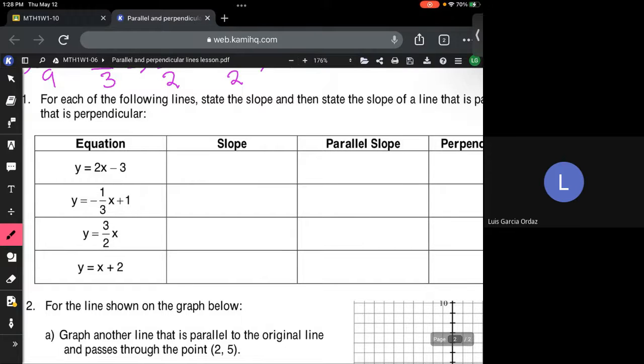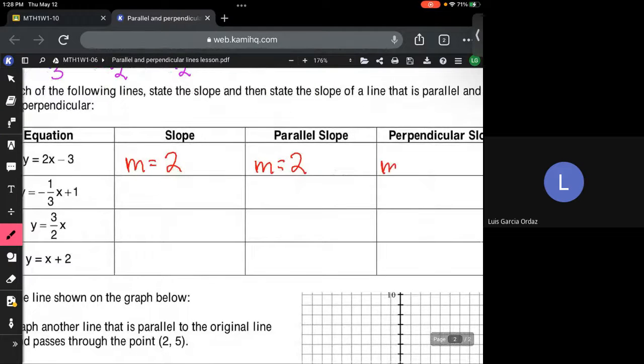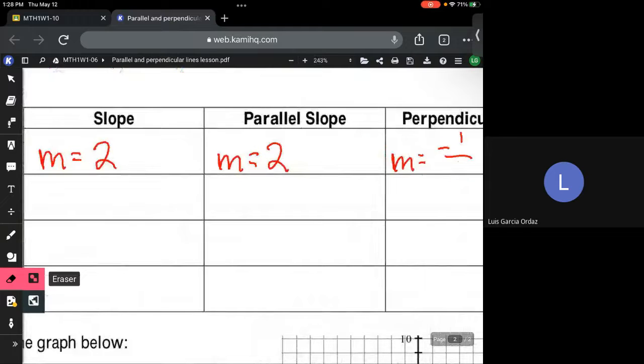Yeah, thank you, Caitlin. It's 2. What is my parallel slope going to have to be? 2. What is my perpendicular slope? Yep, negative 1 over 2. Negative reciprocal. Let's write this nicer.